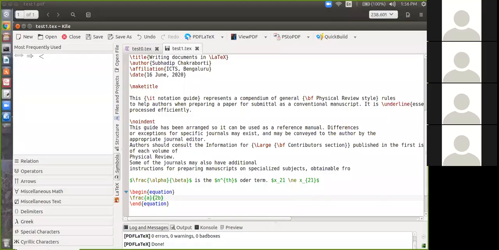And B here, or 2B here. It will give A by 2B, then give a space. So minus X subscript 1 superscript 2. It will give X subscript 1 superscript 2. Okay, let me check what is the result. You just play with it, you will learn, nothing else.